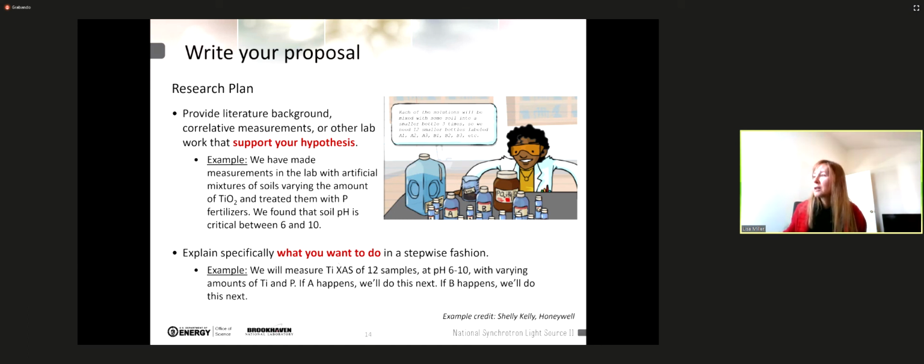Then you have to also explain specifically what you want to do in a stepwise fashion. So this is what you've already done at home in the lab to support your hypothesis. Then you want to say, okay, in our experiments at the beamline, we're going to measure titanium XRF of 12 samples with the pH between 6 and 10, with varying amounts of titanium and phosphorus. You're going to put how much titanium and how much phosphorus in there. Then you're going to say, okay, if this happens, we're going to do this next. If that happens, this is what we're going to do next. So you have to really describe what you want to do and what the outcomes might be in order to justify the time.